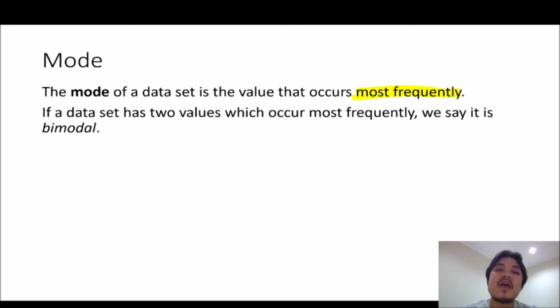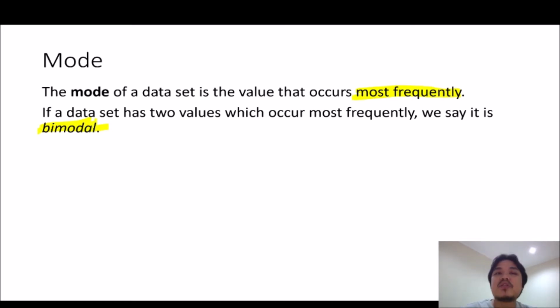Okay, if you have two values that occur most frequently, then we say that your data is bimodal. It is also possible for you not to have a mode in your data, especially when the values are distinct. And if you have three or more modes, then it is not advisable to use the mode as a way of finding the central location of the distribution.